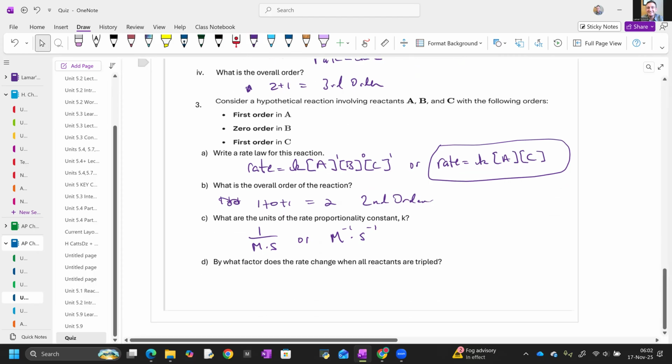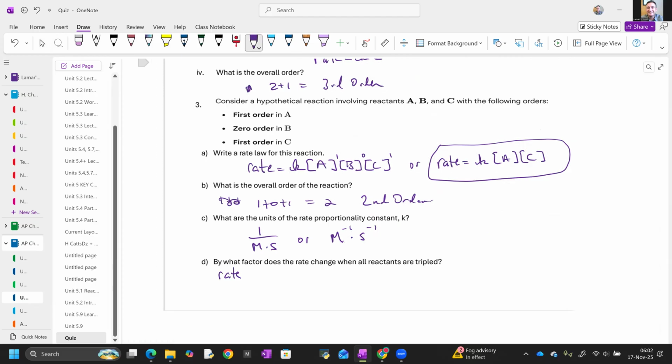And then by what factor does the rate change when all reactants are tripled? So if we have the rate and we apply our rate law, rate is equal to k, and we're going to use our second one over here, k[A][C], and we say, okay, well, let's just say k is constant, and so we just plug in ones for the concentration of A and C. Well, then the rate is going to be equal to, let's say, 1 molar per second. And we could even say k is 1, just for simplicity. 1 times 1 times 1, it is going to be 1 molar per second.